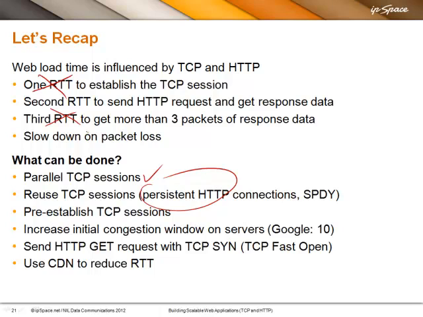The next thing some browsers do is they pre-establish TCP sessions. So the moment you start loading a web page, the browser would, in the background, open parallel TCP sessions so that, yet again, we get rid of one round-trip time. And there are things you can do on the server side. Google, for example, is recommending, and they're doing it, that you increase the initial congestion window to 10. This is not a problem. You can do this and nobody will notice, apart from your website being a bit faster.